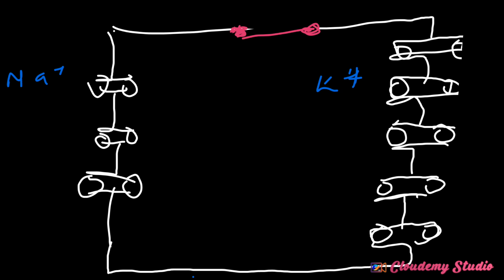Now, inside of the cell we have potassium, and we have anions as well. We have anions everywhere. As we have anions, we have potassium as well.